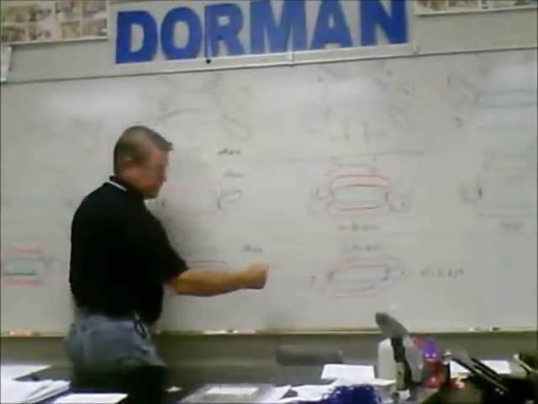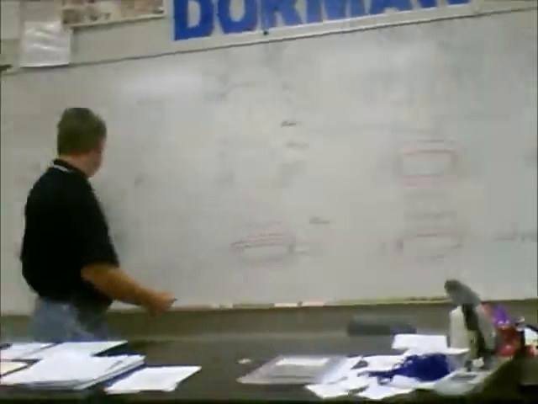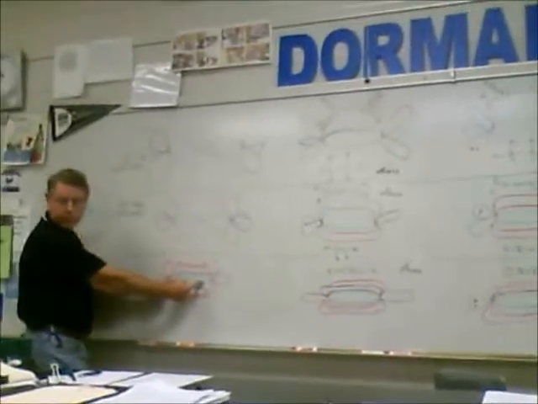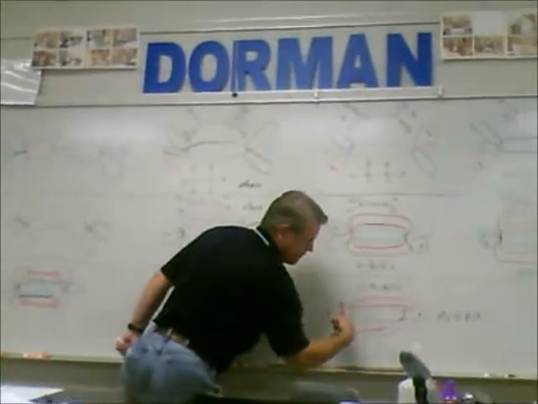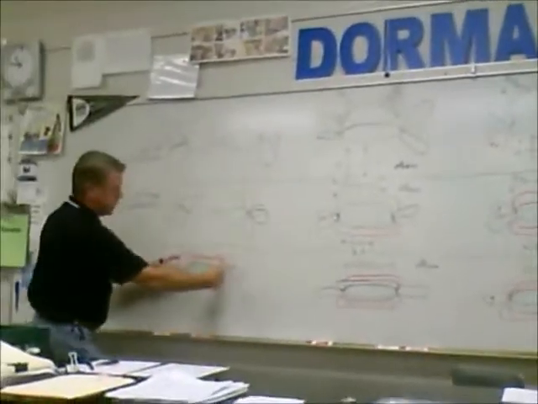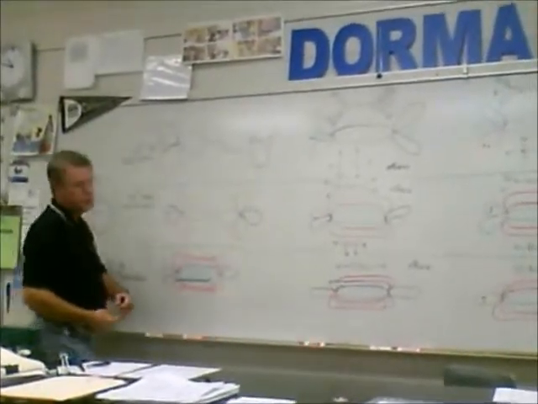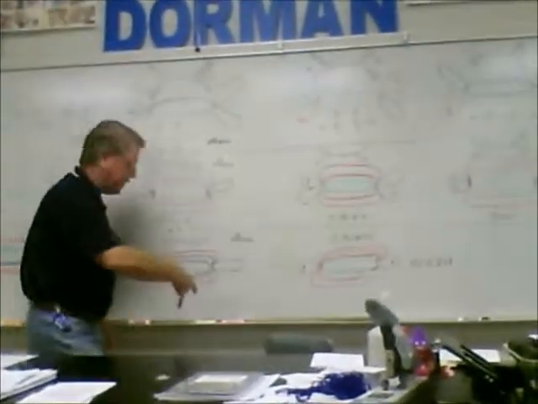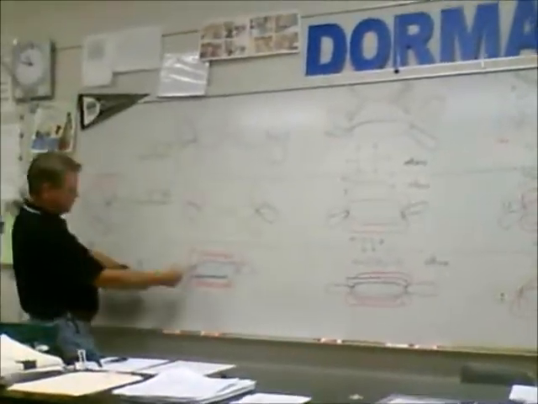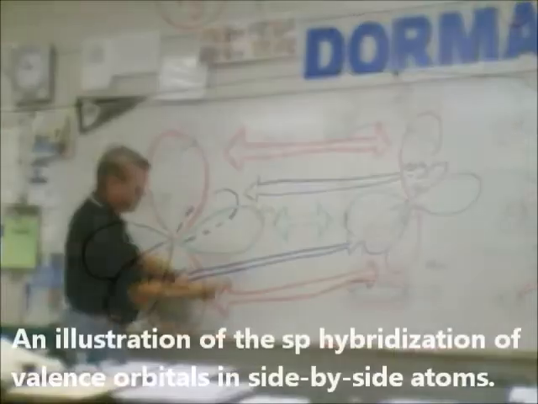Okay? So there's the central sigma bond coming from the hybrid sp orbitals here. Here's a pi bond on top and bottom coming from the unhybridized p orbital. And there's a pi bond here in blue going front and back on both sides coming from this unhybridized p orbital, the blue one here.